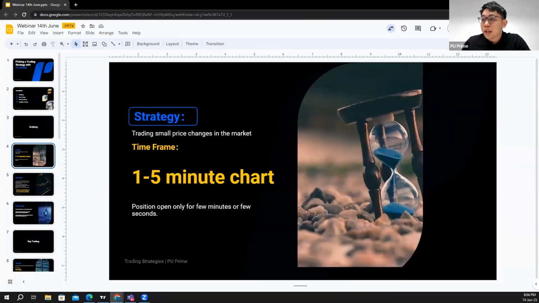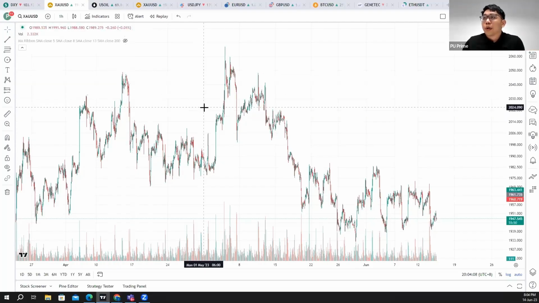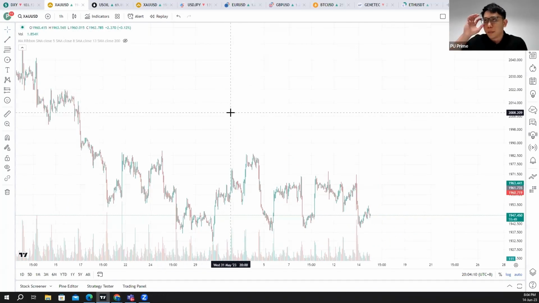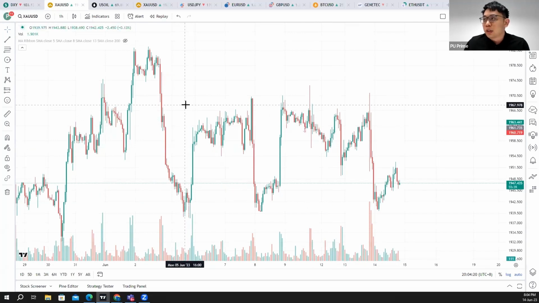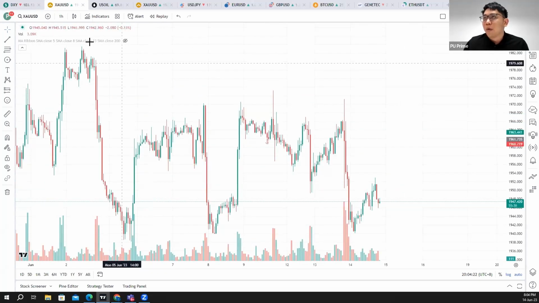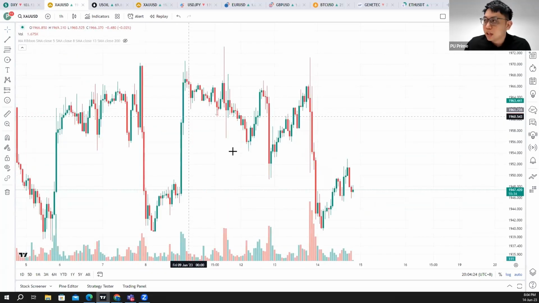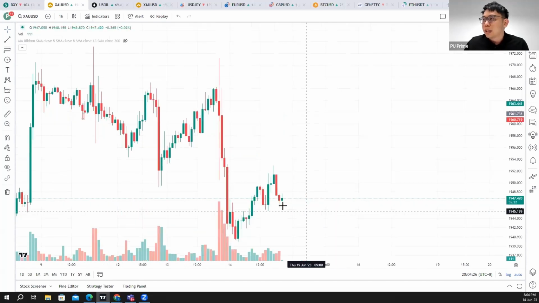So how can we do it? We'll look at gold, because I guess gold is the most famous asset class for everyone here. My trick is like this. Before you get into the minute charts, I will first look at the 1 hour chart. I'll look at this bar and see what direction this asset class is moving.